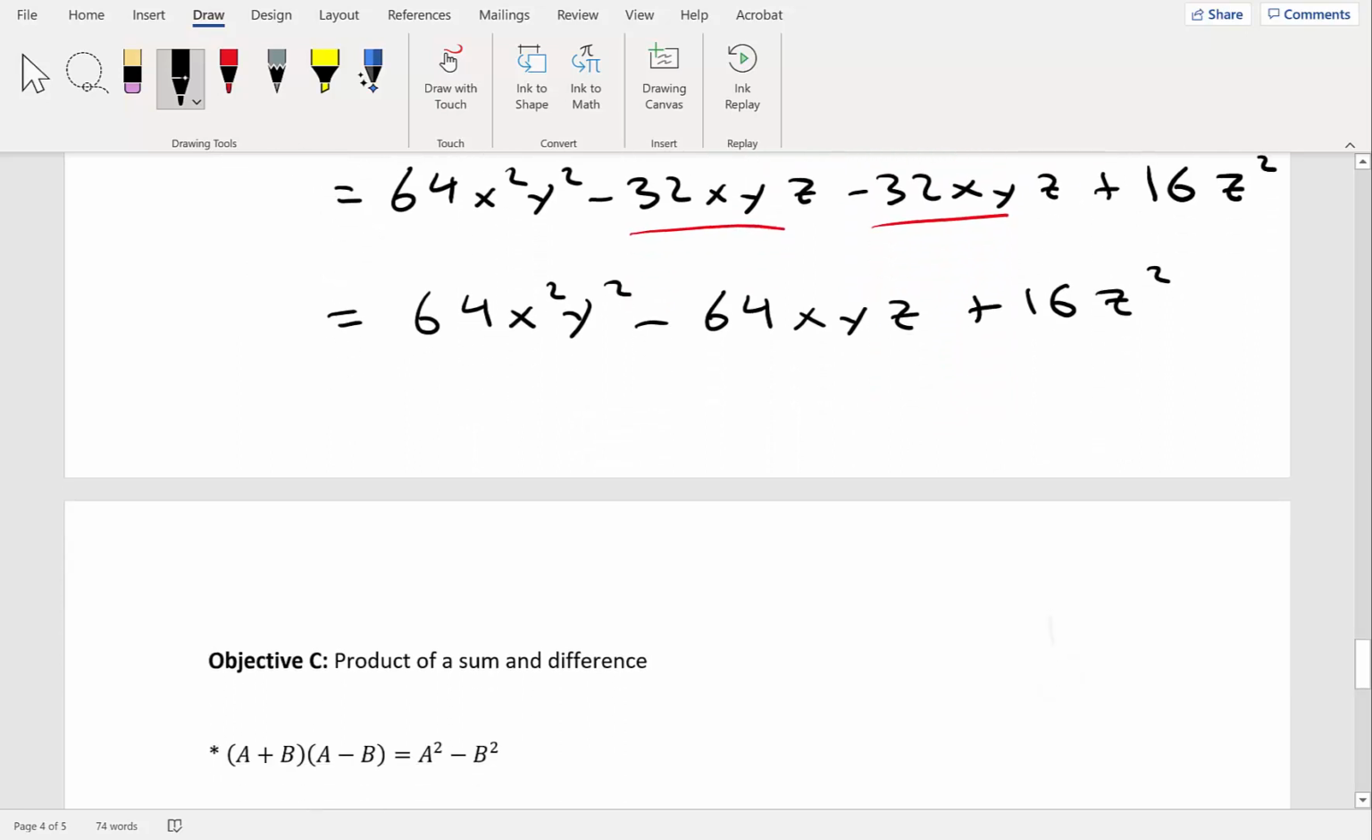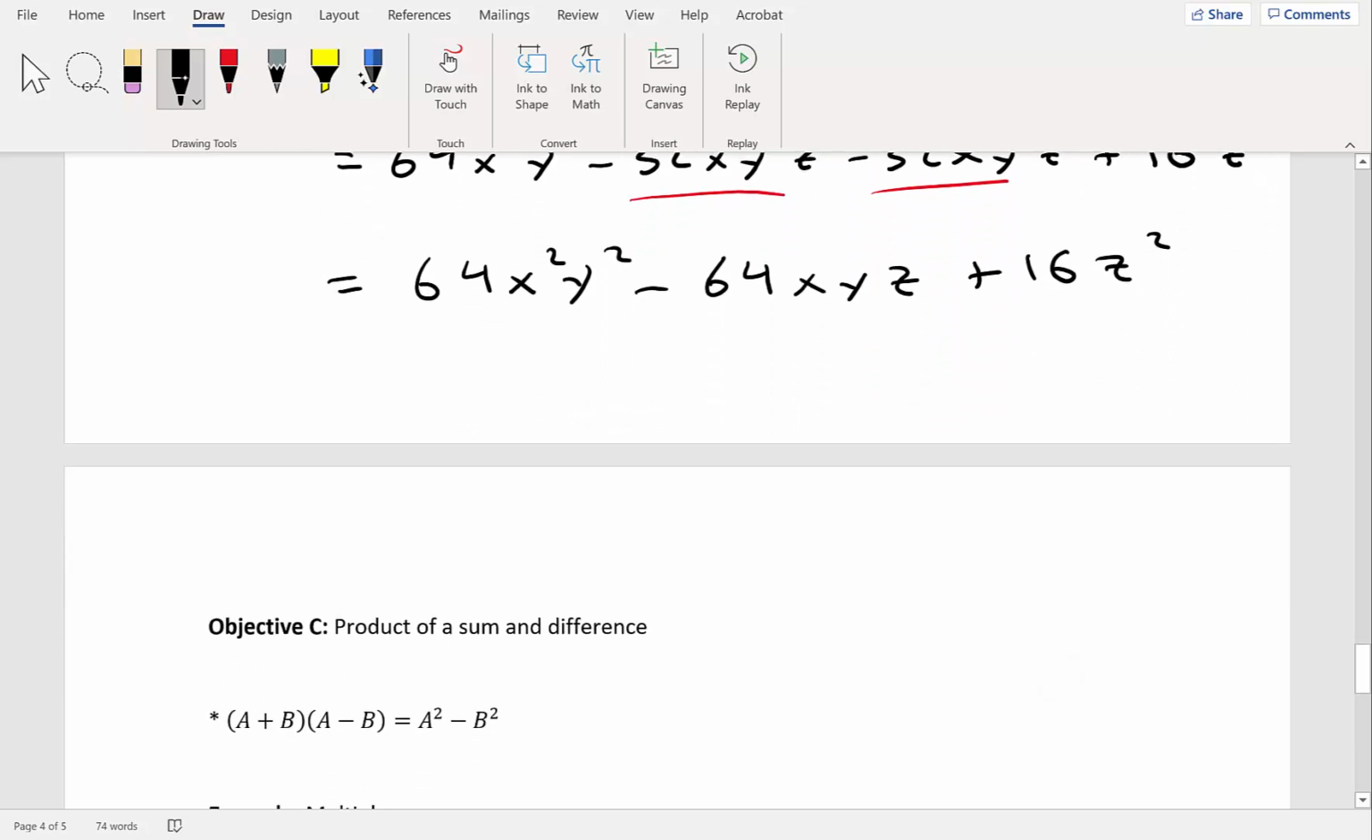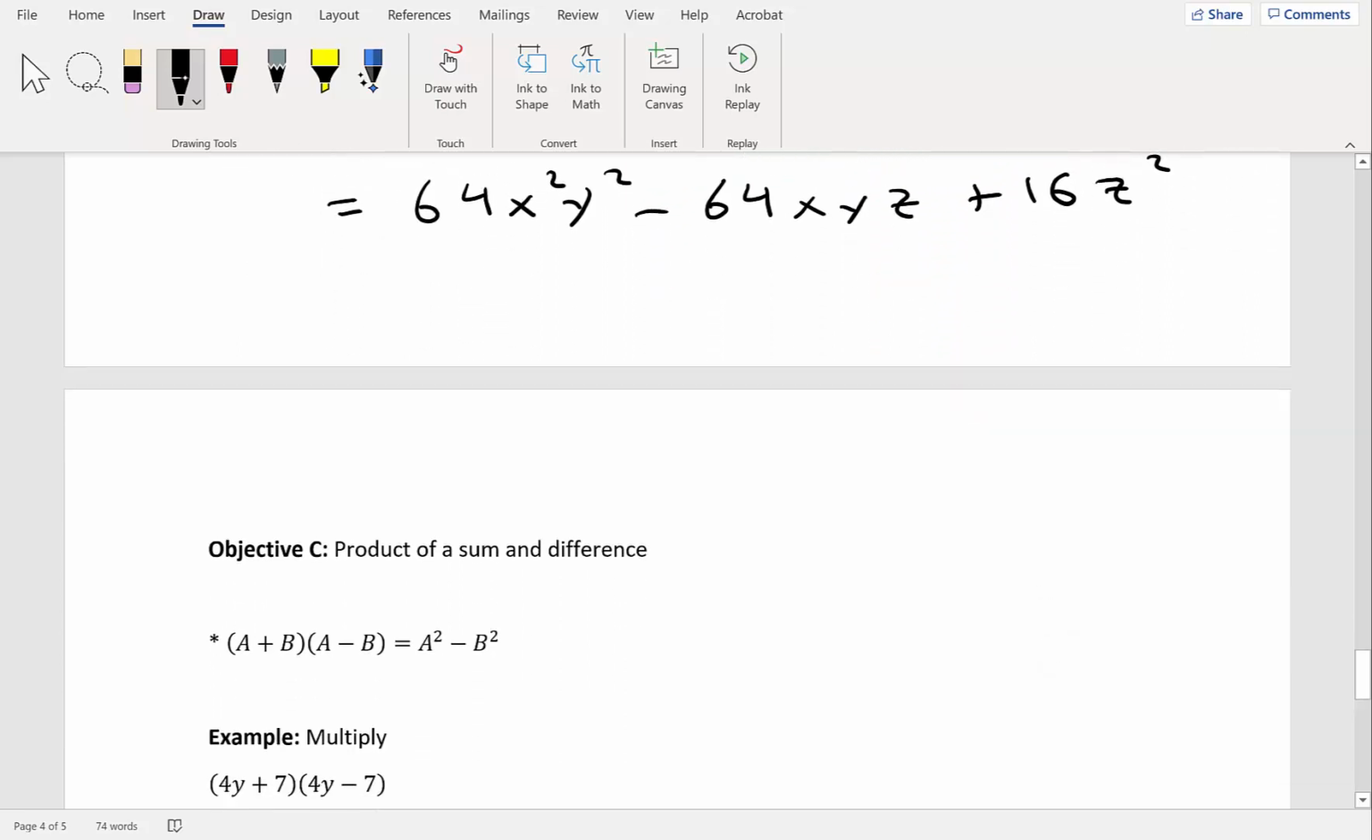So we have one last objective here. This is the product of a sum and a difference. So this also has to do with multiplying binomials. They're almost the same binomial, but the sign in the middle is different. One of them is a plus and the other one is a minus. So we do have a formula for this. If you have a plus b times a minus b, this is equal to a squared minus b squared.